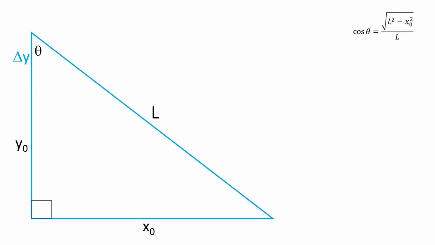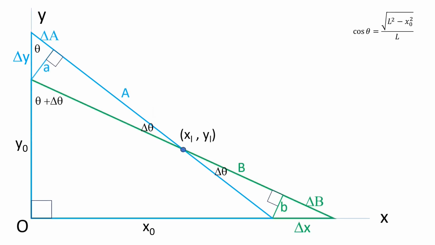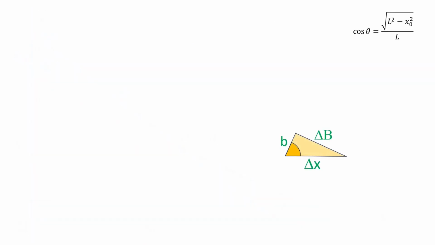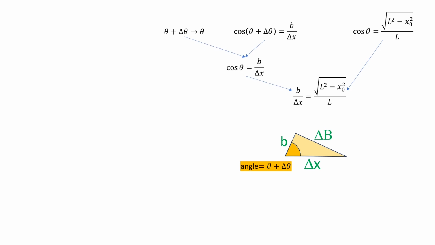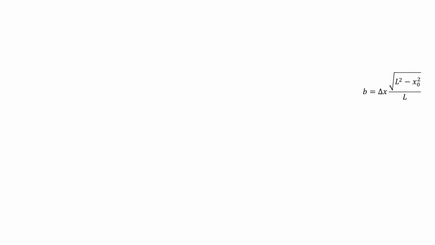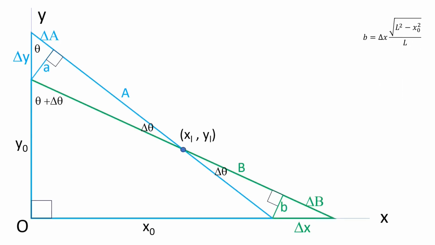Now duplicate the little green triangle with the orange angle, which is theta plus delta theta. The cosine of theta plus delta theta is b over delta x, but delta theta is a tiny angle compared to theta, and we can just ignore it. Again, calculus. So we get cosine theta equals b over delta x. We combine two equations to get rid of the cosine, and then solve for b, and put it aside, and return to the diagram. And this time we focus on the big blue triangle.